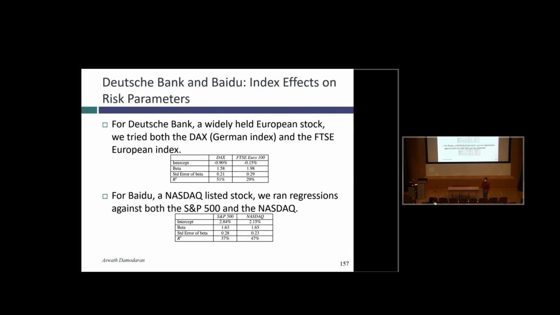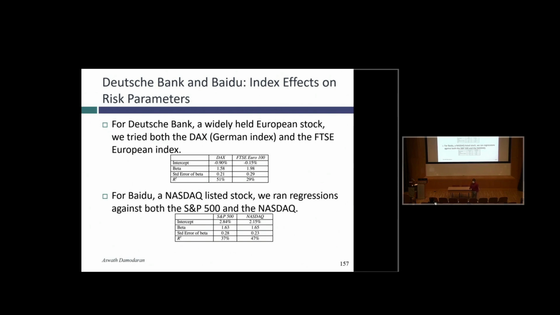And just to show you how your index choice can make a difference, I took Deutsche and I ran 2 regressions, one against the DAX and one against the FTSE Euro 100. Both legitimate indices, right? Because it's a German stock, but it's also one of the biggest, at that time, one of the biggest stocks in the Euro index. I get, again, different betas, different standards.